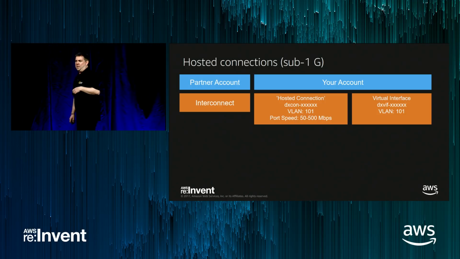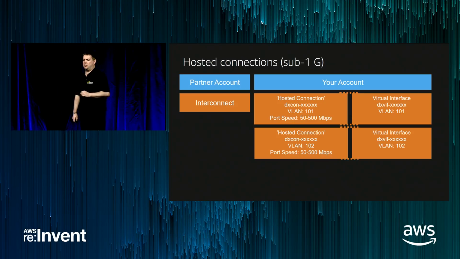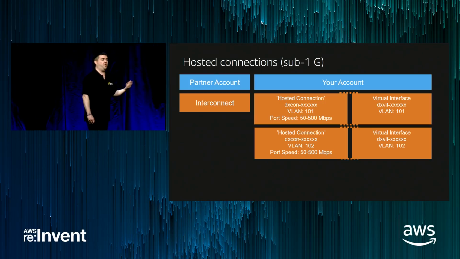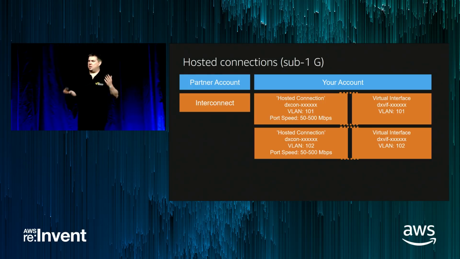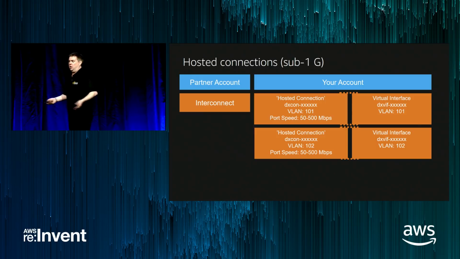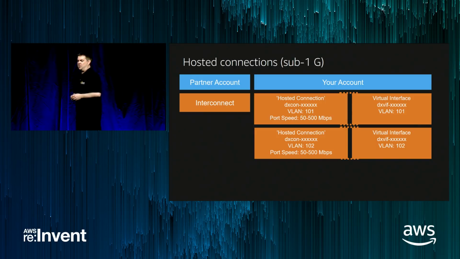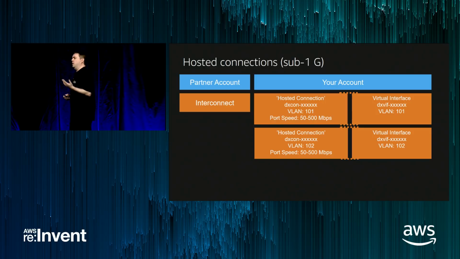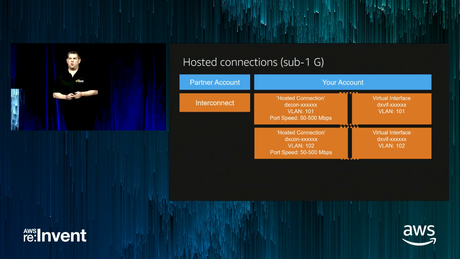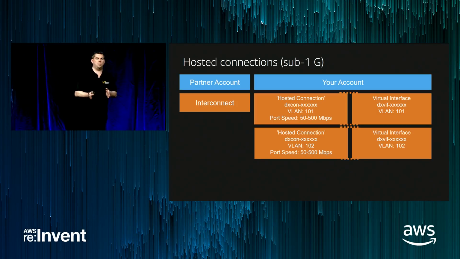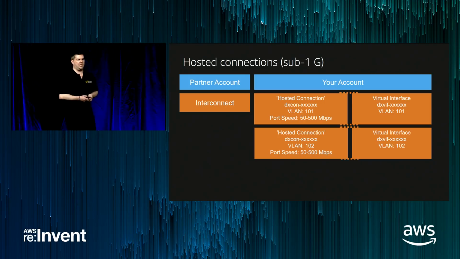If you want to then have an additional virtual interface, as I mentioned earlier, you simply request an additional hosted connection, define the bandwidth, and create another virtual interface on it. So that's the difference between the two and how you can create hosted virtual interfaces. And just to be clear, you can create hosted virtual interfaces with these hosted connections. So you can share this again to another account. That virtual interface does not need to be in the same account that you have the connection.